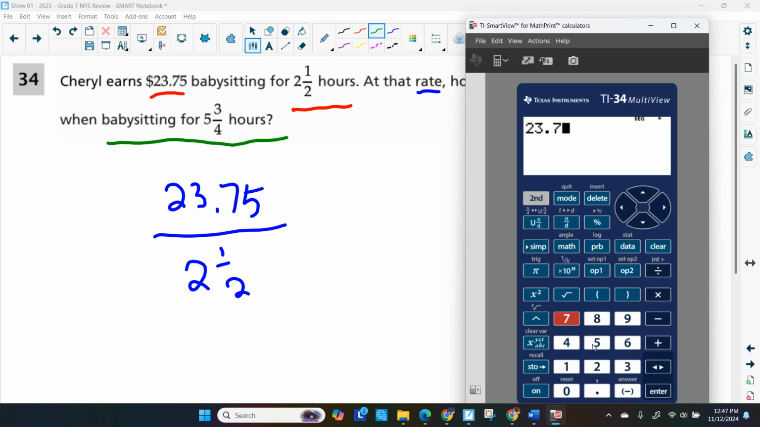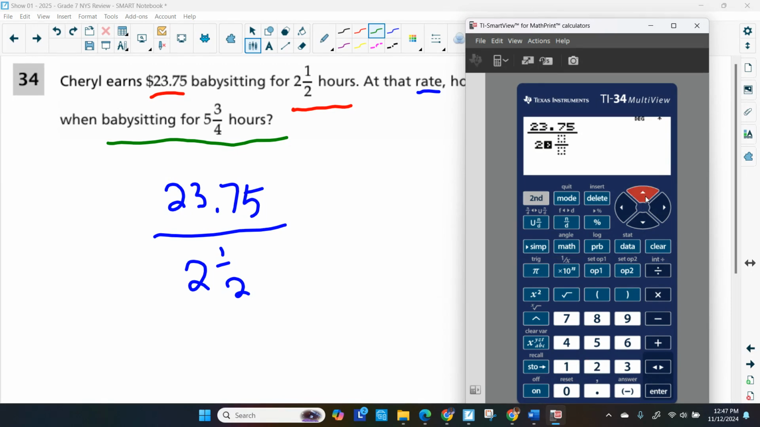$23.75. And let me put that in my calculator. If you use the ABC button, I don't think it's going to work for you because the decimal is not user friendly with the division. The ABC button and the decimal button do not work well together.